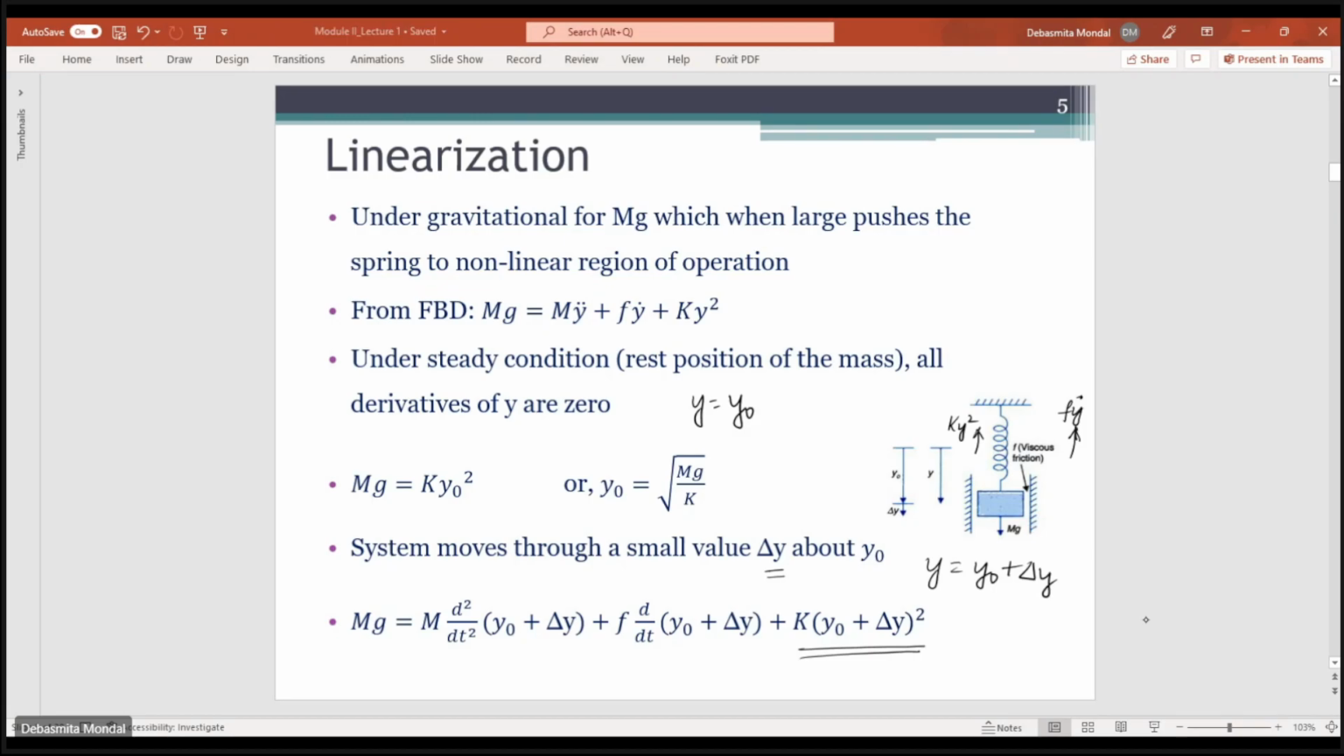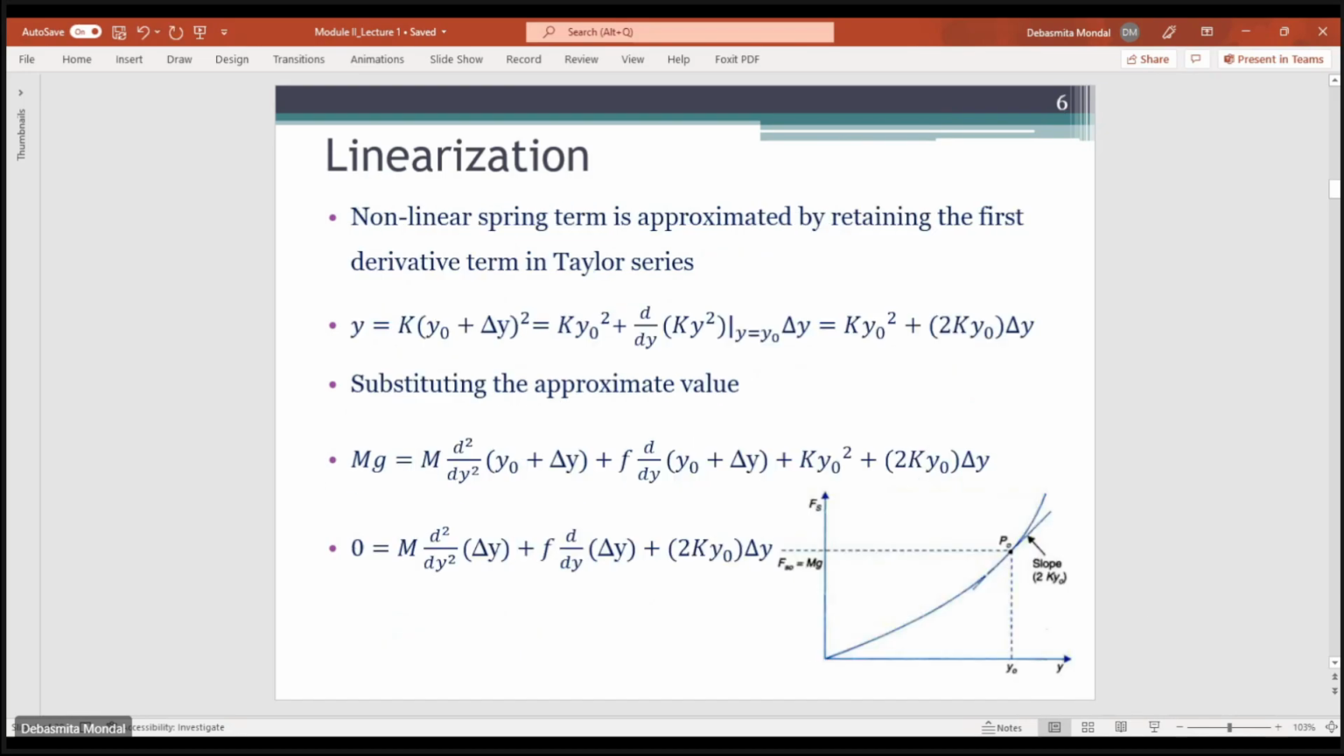Now what we'll do is try to linearize this whole system. For linearization, we'll do the Taylor series expansion of this nonlinear term. For doing that Taylor series expansion of the nonlinear term, that gives us k y0 square plus 2 k y0 into delta y. You can see how this term is coming. Once you have this term, you will substitute this expression in the previous equation. So the previous equation now comes as mg plus, instead of k (y0 plus delta y) whole square, now we have k y0 square plus 2 k y0 into delta y.